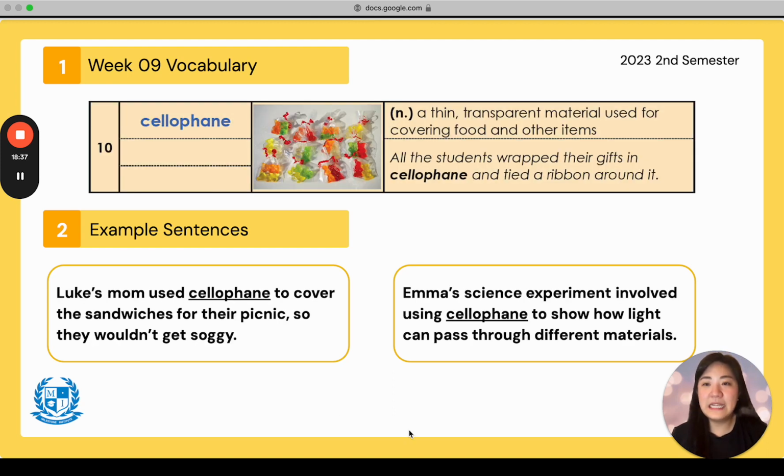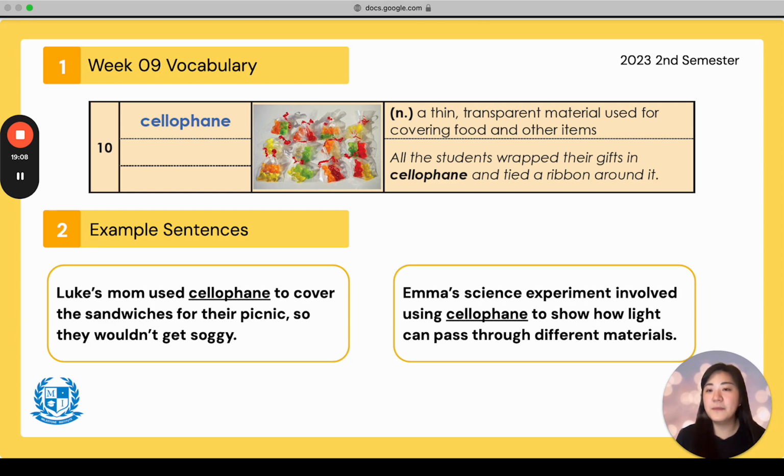Number 10, cellophane is this type of plastic wrap. It's a noun, a thin, transparent material used for covering food and other items. All the students wrapped their gifts in cellophane and tied a ribbon around it. Because it's a nice gift, you have to wrap it. Actually, you can give a present without wrapping it, but to make it fancy and pretty and decorative.